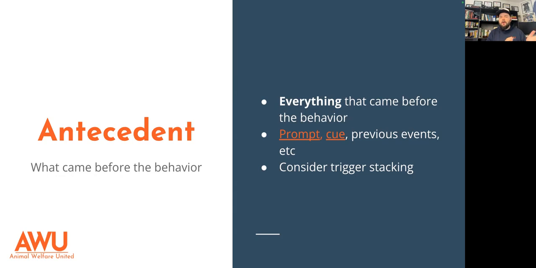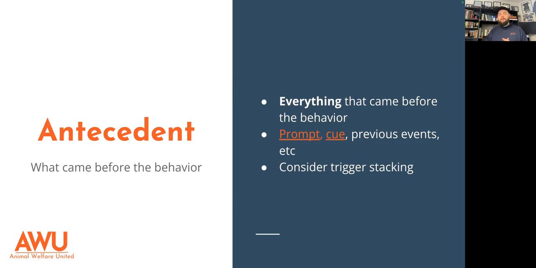We also want to consider previous events. So remember when I referenced the humane hierarchy, one of the things that we want to start by trying to modify is our antecedents. And those can be distant antecedents as well, especially when we have cases of trigger stacking.